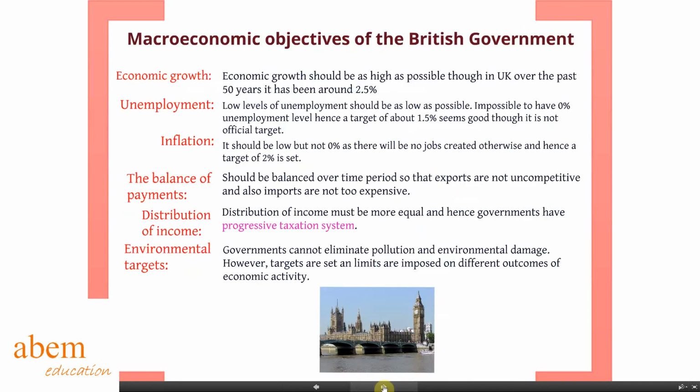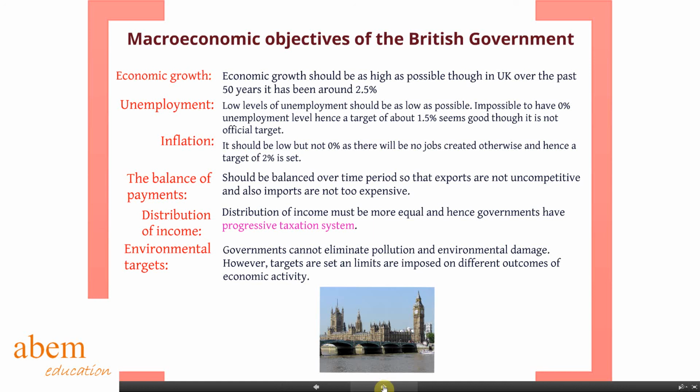The macroeconomic objectives of the British government. The British government has certain objectives, and that is how they frame their policy. The first macroeconomic objective is economic growth, which should be as high as possible, though there is no set target. But over the last 50 years, we've experienced economic growth of roughly 2.5%. On the other hand, countries like India and China have had between 7 to 10%.